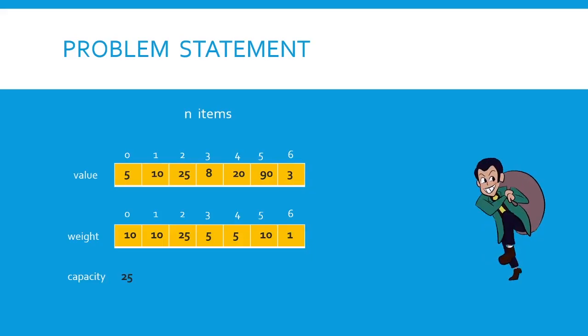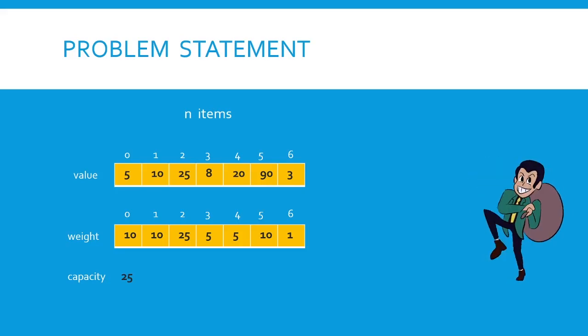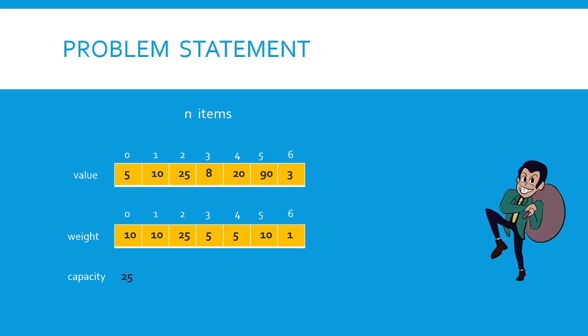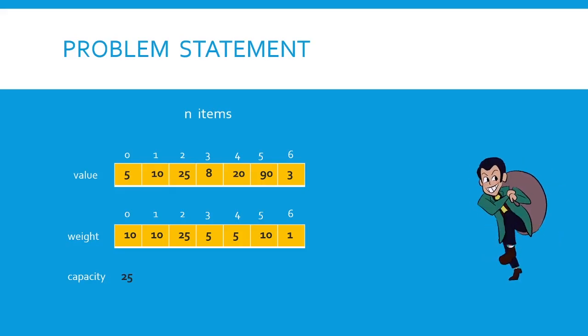So let's take a look at the problem statement first. There is a thief. He has got a knapsack with him, and he has gone to a house to steal something. In that house there are n items, and each item has some value and some weight associated with it. The knapsack that the thief is carrying has a maximum capacity of 25. So what it means is that he cannot carry anything more than a weight of 25 in his knapsack. If he does, it gets broken.